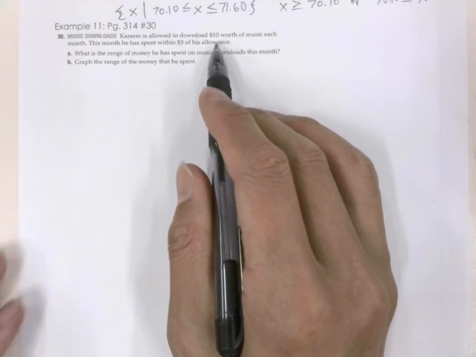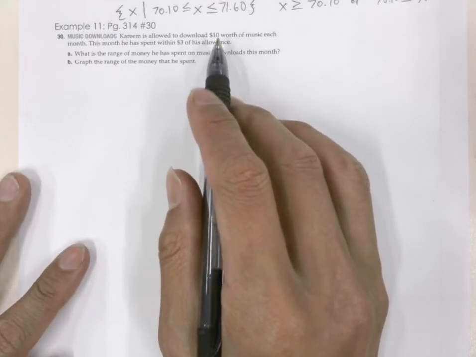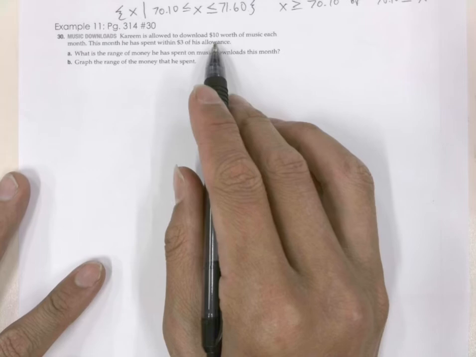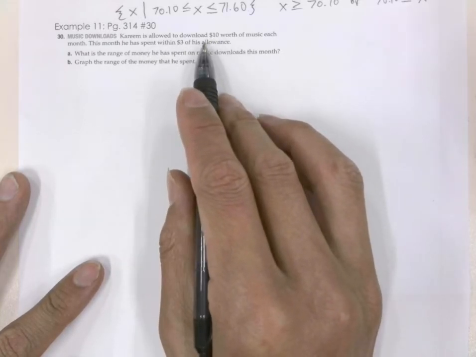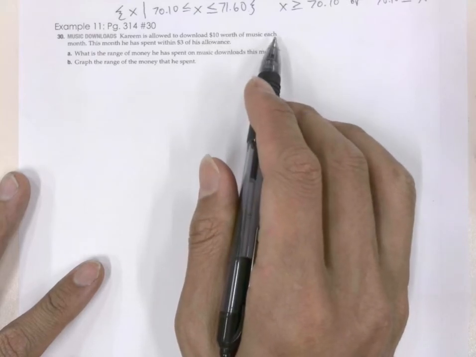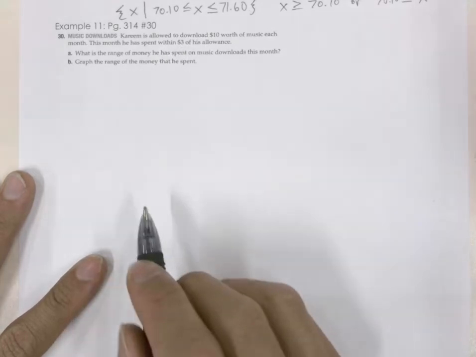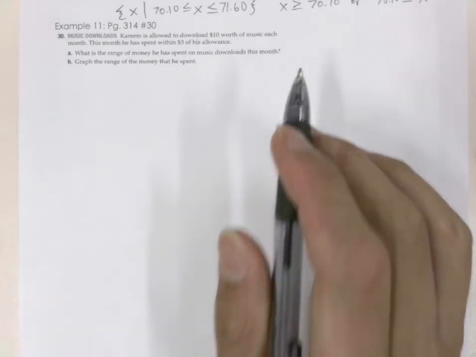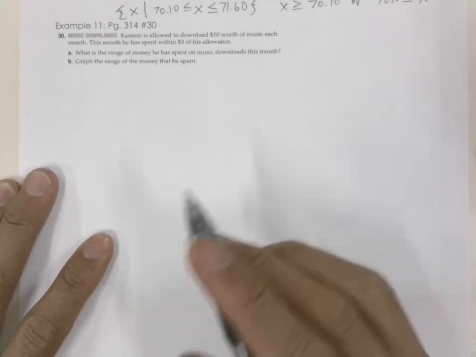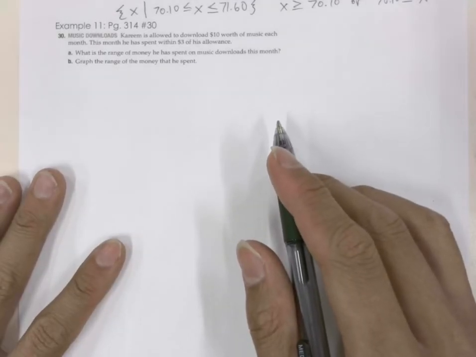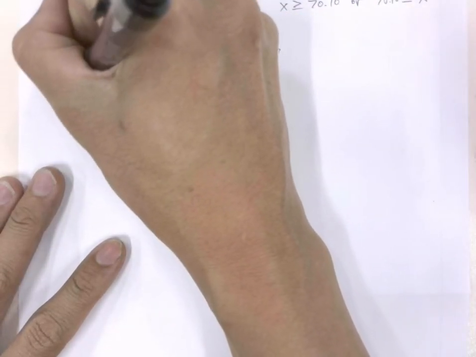And so we want to go ahead and start this problem by understanding that he's given $10 a month and he has spent within $3 of his allowance. So we don't know if he spent $7 or if he spent $13, but he got close to $10, right? Off by 3. So what's the range of money that he has spent? Well, it would be an inequality involving an absolute value. Right? We would say absolute value of x.